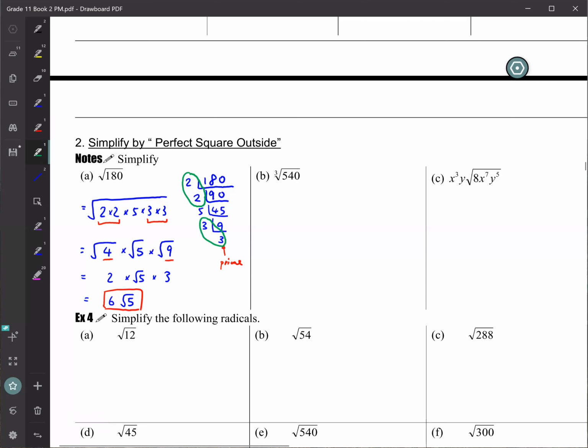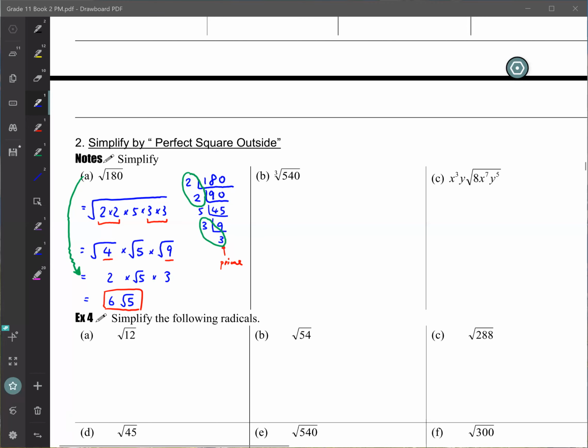So you can go straight to your answer to this step, right? Or even go straight to the final answer. So 2 and 3, they both go out. Multiply together, you get 6 on the outside. And then the 5 is left alone, okay, on the inside. Okay, any questions so far? So you just need to use the prime factor, right, and figure out what can go out.